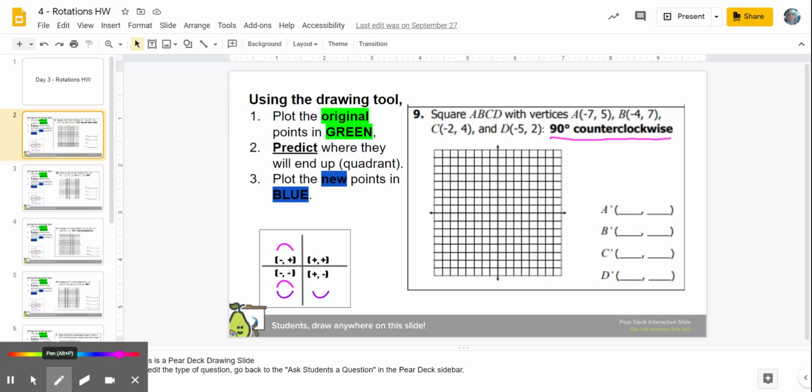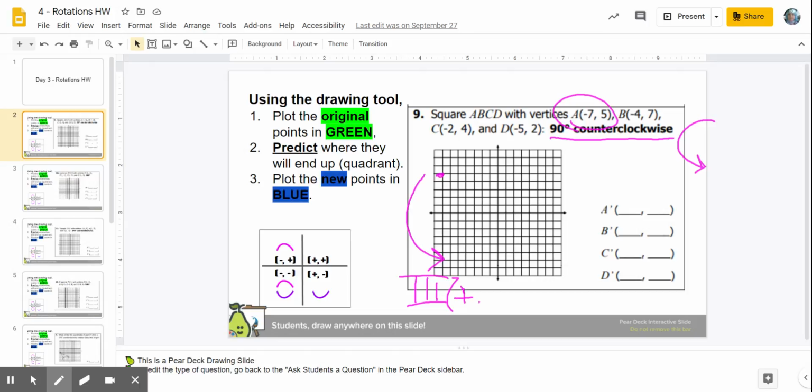If we're going to go 90 degrees counterclockwise, we're going to go to the left. Counterclockwise is left. So I'm just going to do one point. If I look at -7, 5, I go 1, 2, 3, 4, 5, 6, 7 left and 1, 2, 3, 4, 5 up, right? I'm going 90 degrees, so that's one quadrant. I'm predicting it's going to land in quadrant 3, okay?